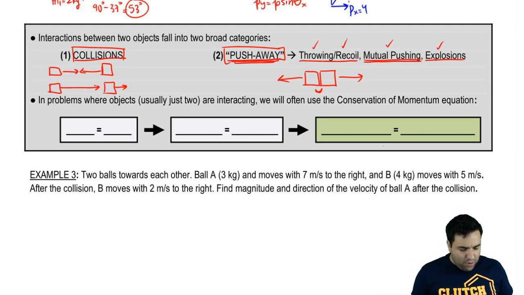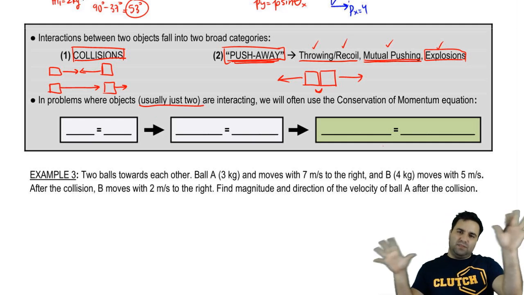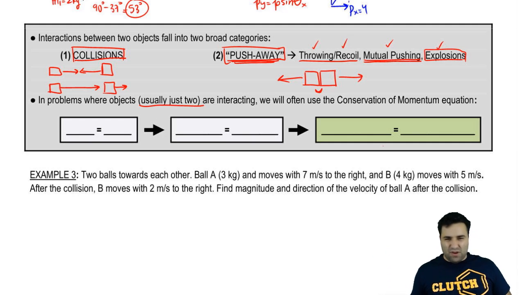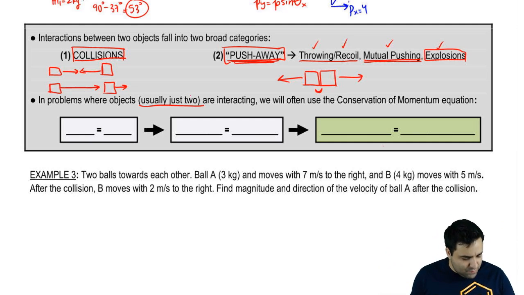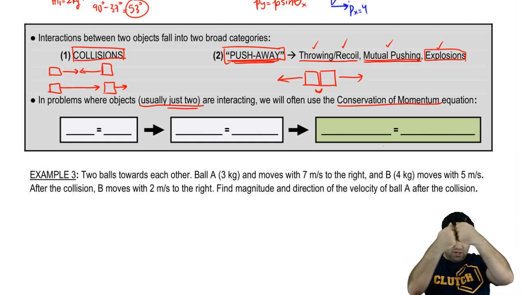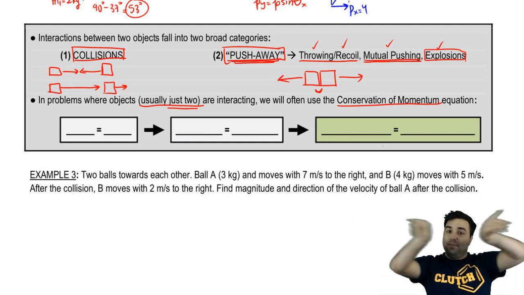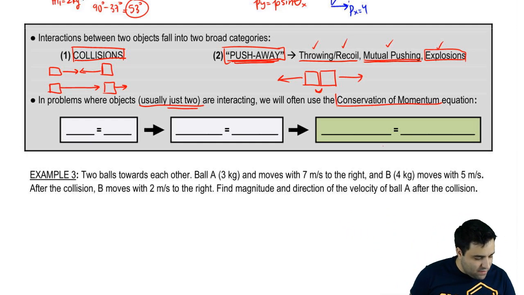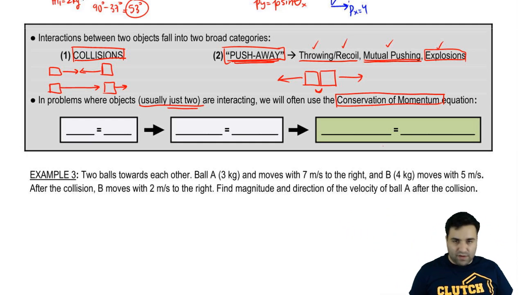In problems where objects are interacting, usually you're just going to have two objects interacting. You might get a bomb explosion problem that splits into three fragments, or a three-way car collision, but the vast majority of the time you're only going to have two objects interacting. So when we have that, we're often going to use the conservation of momentum equation. Whenever you think two objects interacting, collision or push away, which is sort of the opposite of a collision, I want you to immediately think of conservation of momentum.